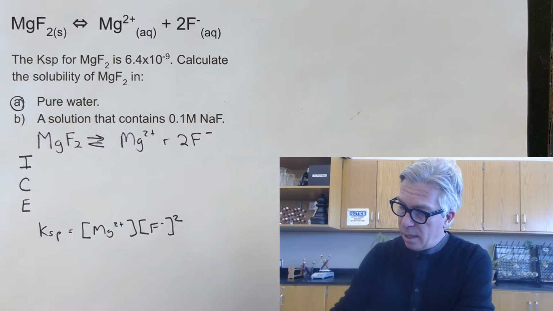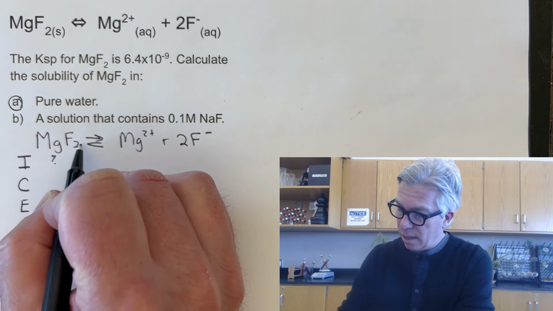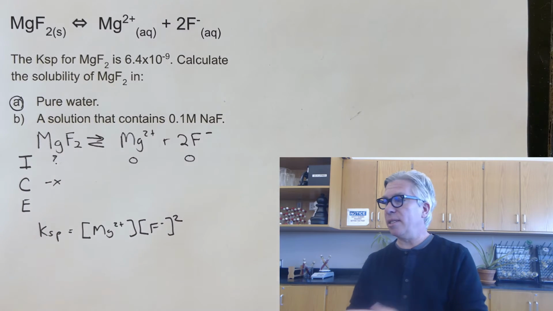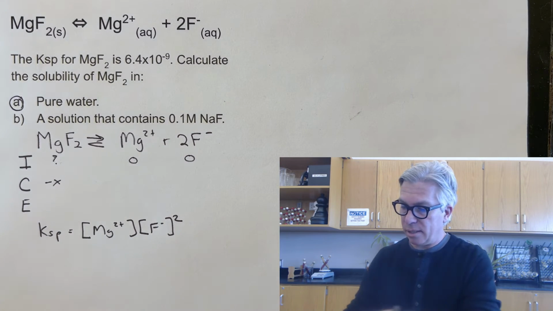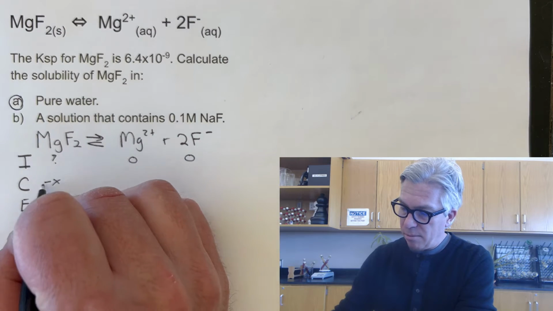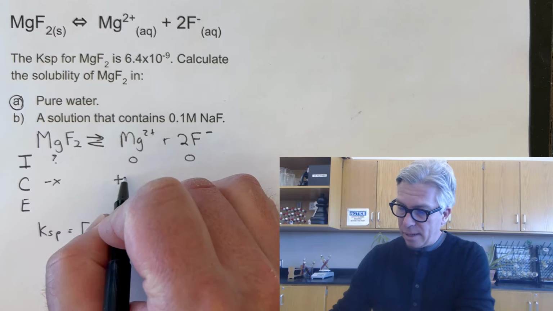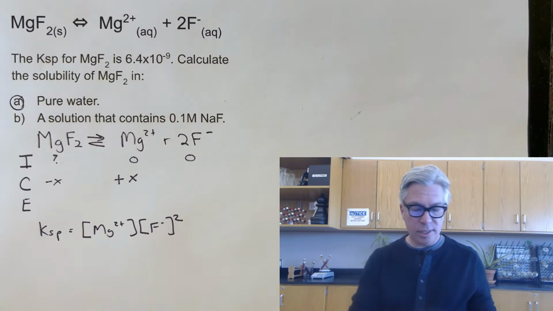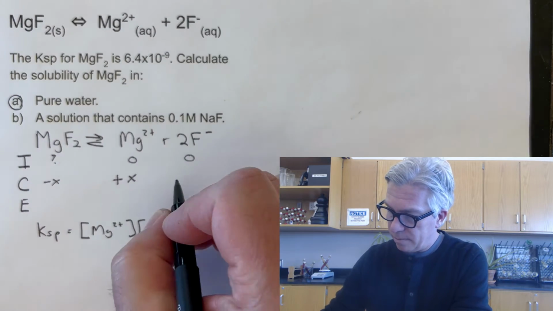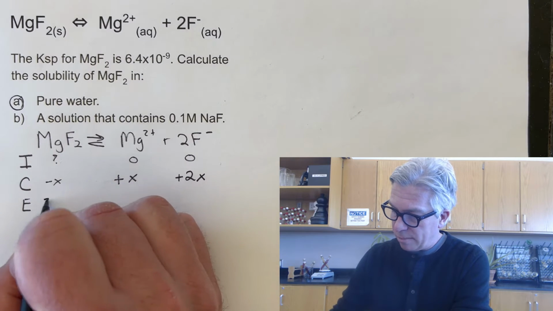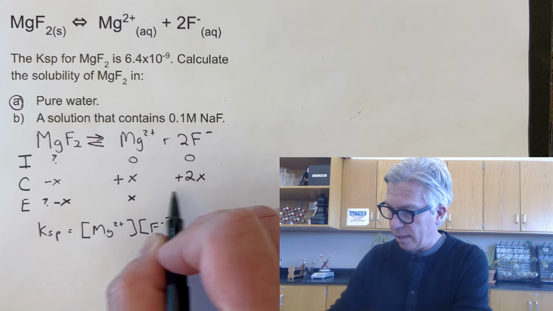Okay. And remember that when it's a solid, we don't know its concentration. And because it's pure water, we're going to start with zero of both of the ions in the solution. This is going to go down by the molar solubility, which is x. This is going to go up by x. And the fluorine is going to go up by 2x. Okay. So again, we have minus x, we have x and 2x.